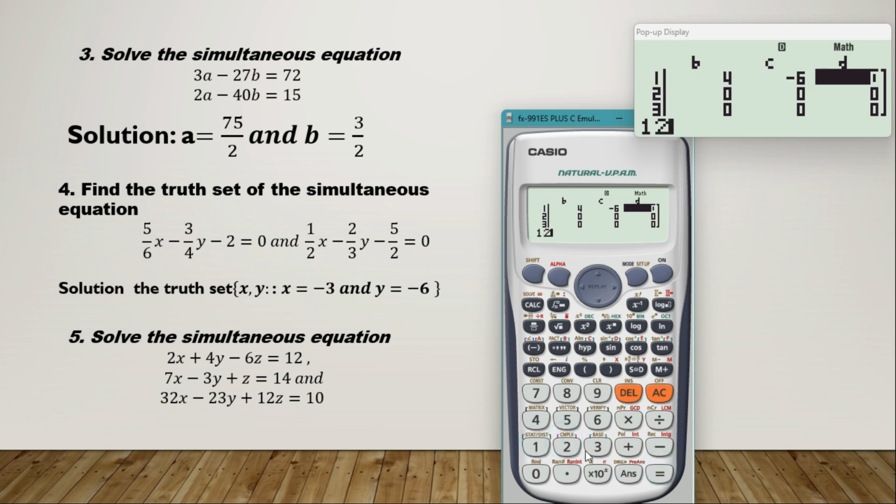It sends me to my next equation, which is 7 minus 3, then the coefficient of z is 1, which is equal to 14. It turns to the next one, which is 32 minus 23 plus 12, which is equal to 10.